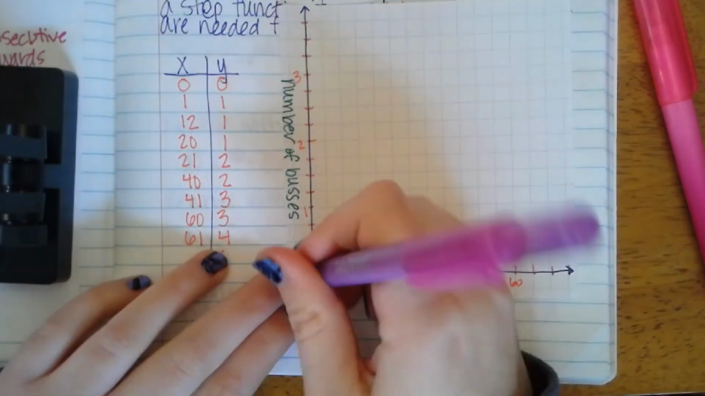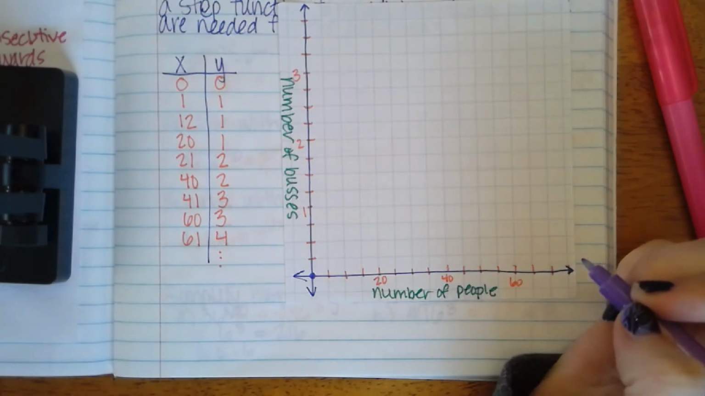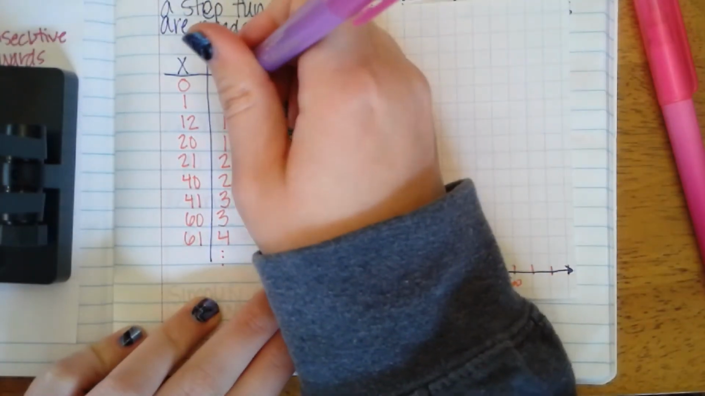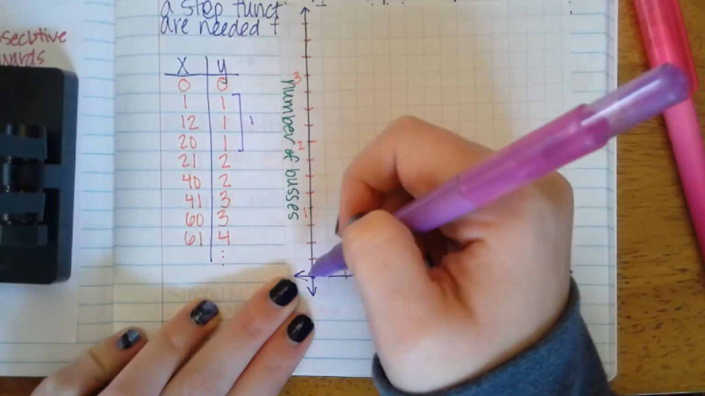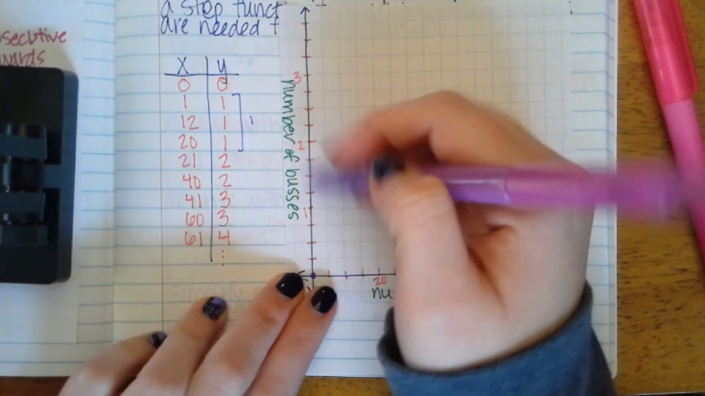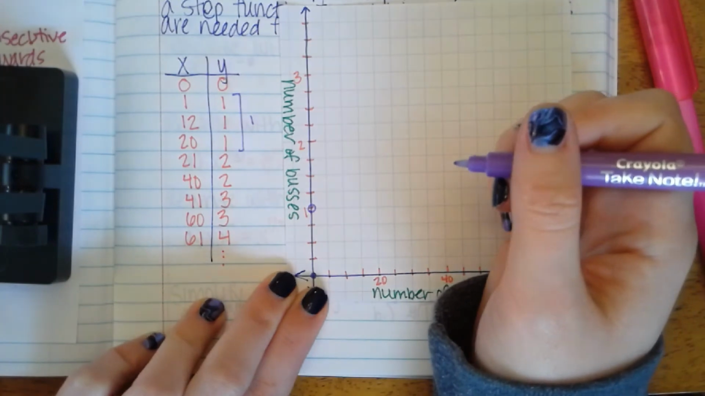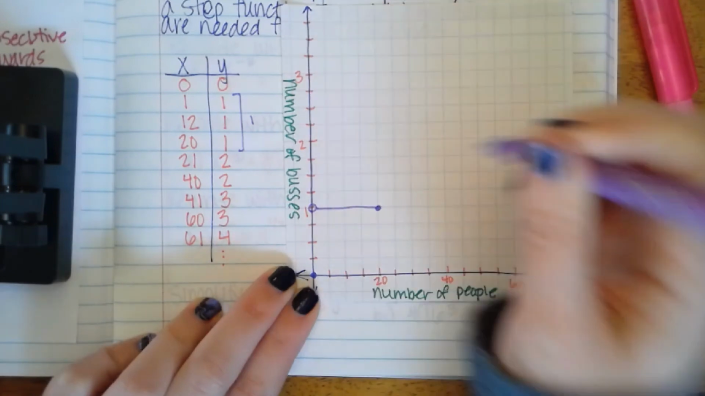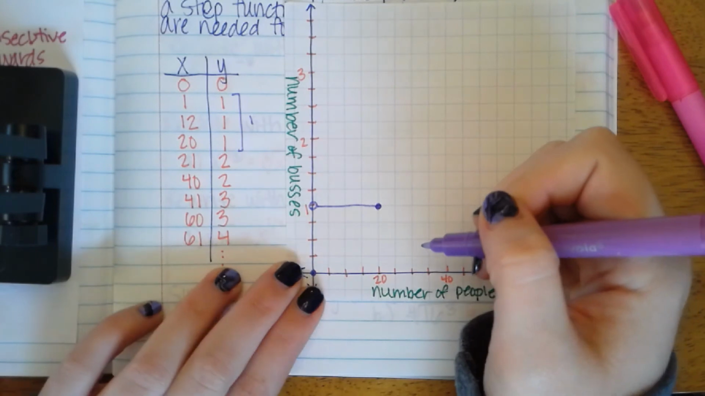So 0, 0, we would have a point down here at the origin. Okay, and now this is where the open and closed circles come into play. For our first number of buses, from 1 to 20 people is 1 bus, but there's no way to actually graph 1 at 0 people. So what we're going to do is put an open circle at the point 0, 1. And then we're going to stay at 1 bus all the way to 20 people. So that's going to be a closed circle, and then that horizontal line.